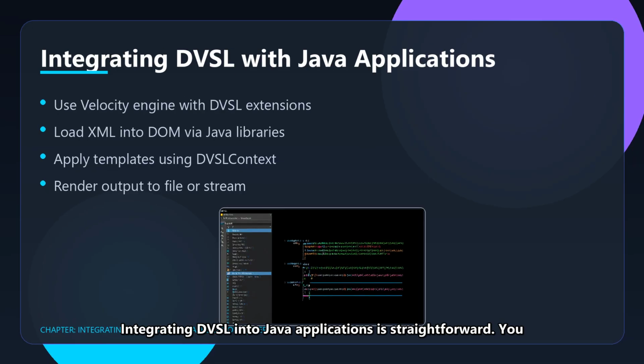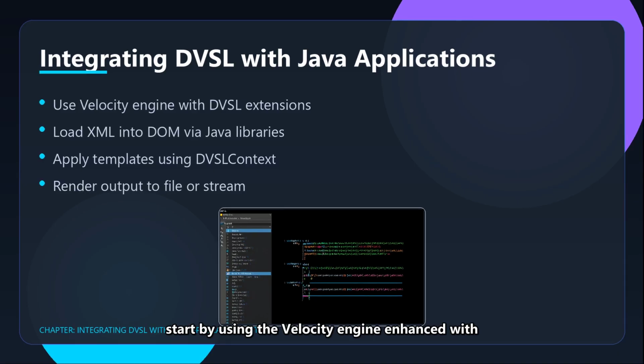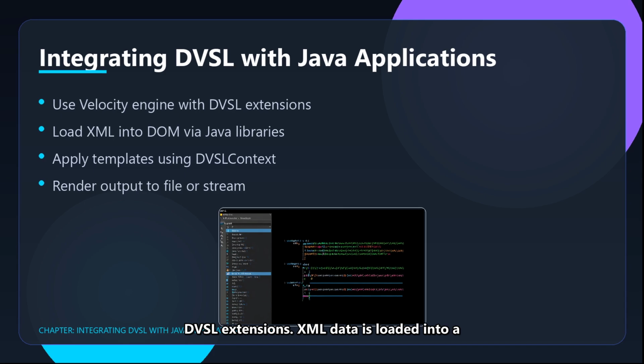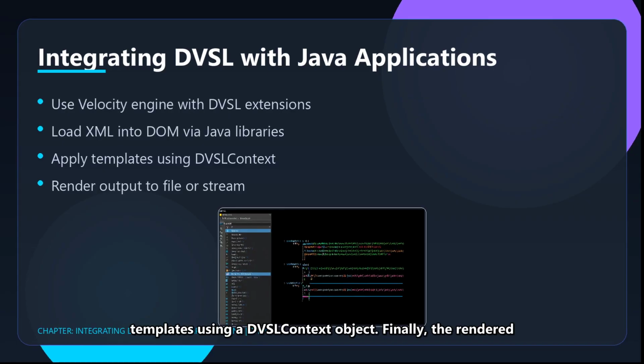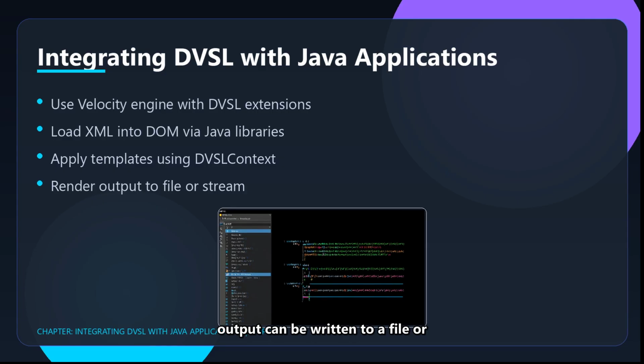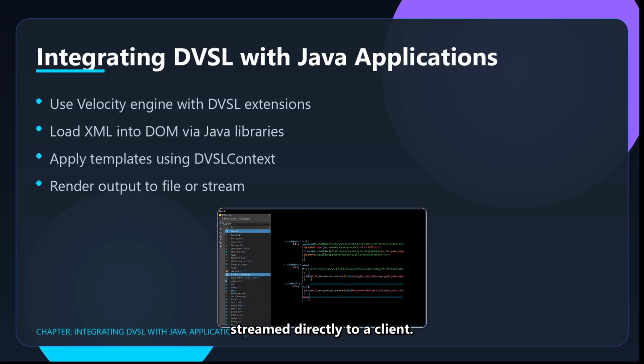Integrating DVSL into Java applications is straightforward. You start by using the Velocity engine enhanced with DVSL extensions. XML data is loaded into a DOM structure using Java libraries. Then, you apply templates using a DVSL context object. Finally, the rendered output can be written to a file or streamed directly to a client.